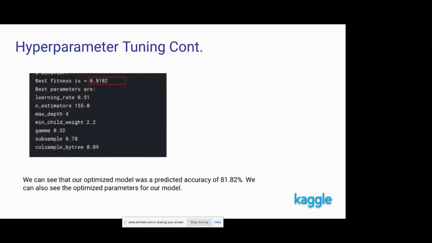After running the code, we're going to see that our best fitness score is about 82%. This is a significant jump because if you recall from before, our score was about 55%. Then we're going to see our best parameters, the 7 parameters we used: learning rate, n estimators, max depth, min child weight, gamma, subsample, and colsample by tree. We're going to see all the optimal parameters that yielded this high accuracy score.